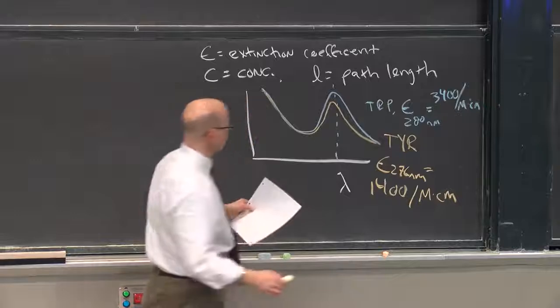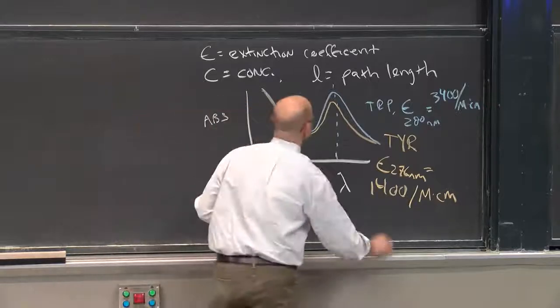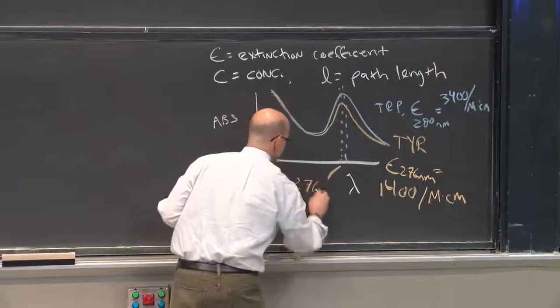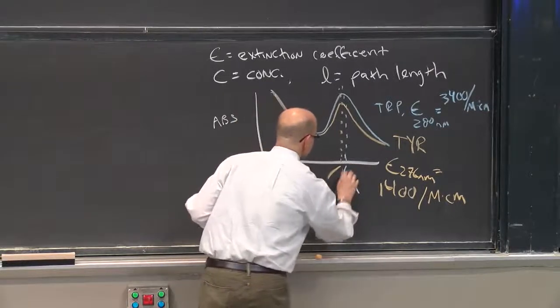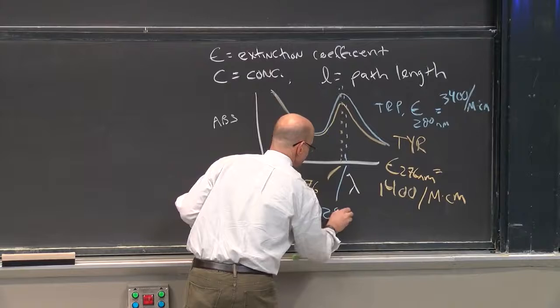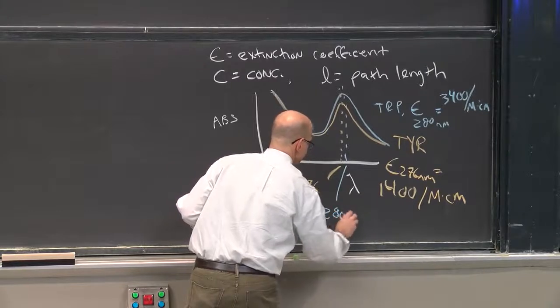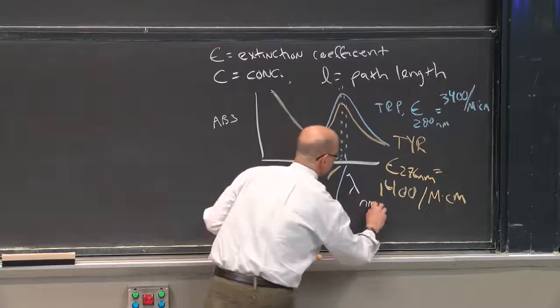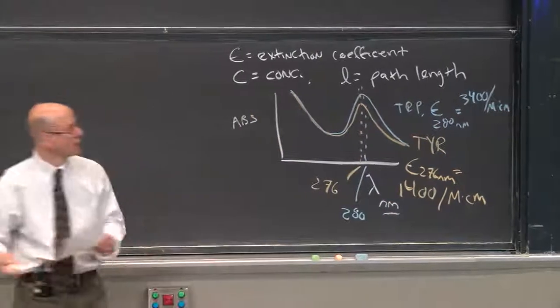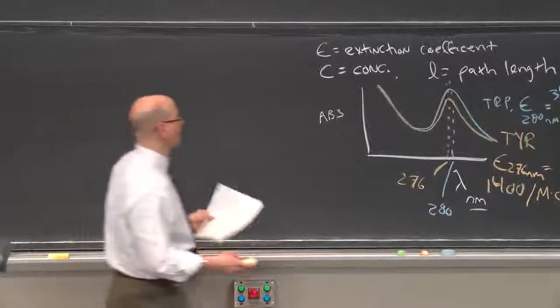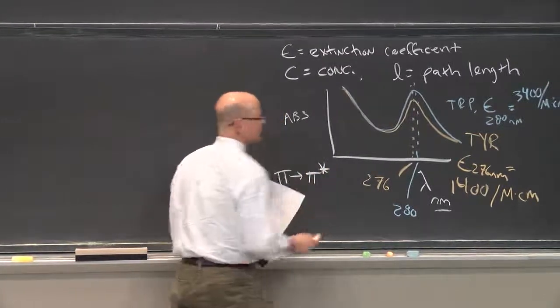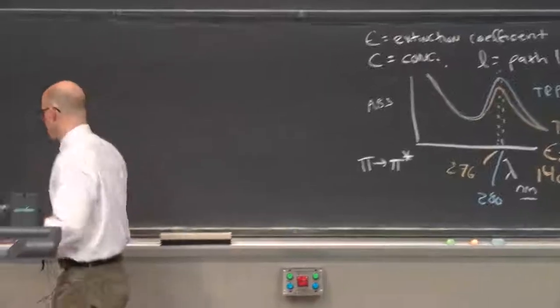Now, all of this is lambda in nanometers. Okay? Now, what's happening here? Well, you know what's happening. This is just a pi to pi star transition for either of those.